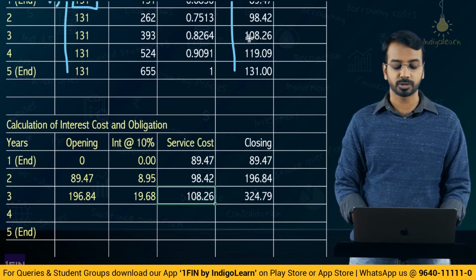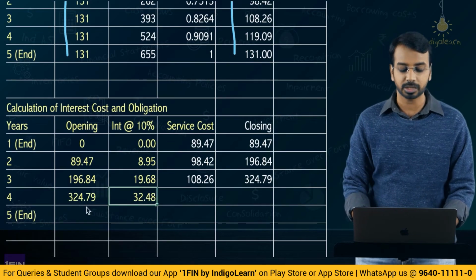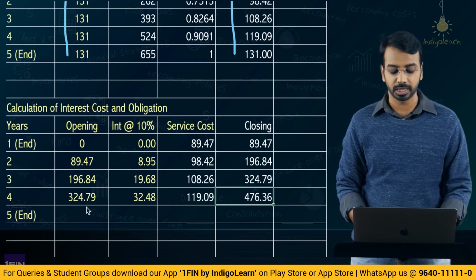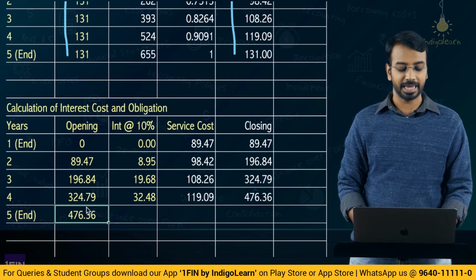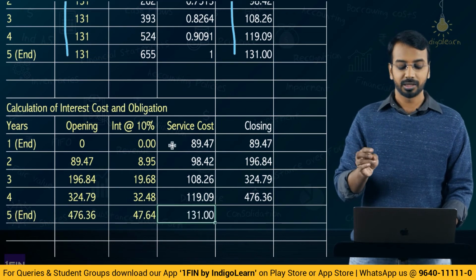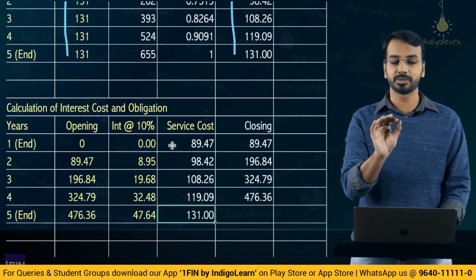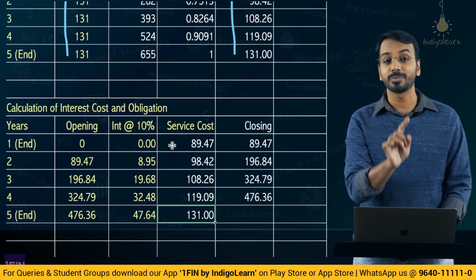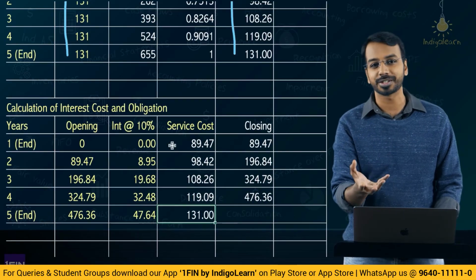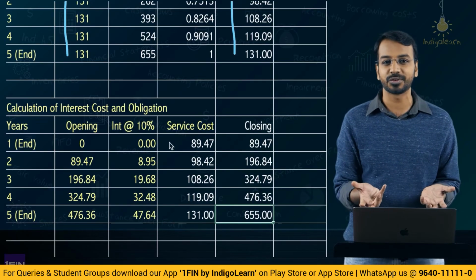How did we get 108.26? This number. Then year 4, opening balance 324, interest on that 32.48, 119.09 is that year's service cost, closing is 476.36, and at the end 476.36, interest 47.64, service cost 131. Now please note, at the end of year 5, whatever the service cost is being recognized, that is equal to 1% of salary, and because we will be settling it at the end of the same year, there will be no interest cost involved in that. And what is the closing balance? 655.